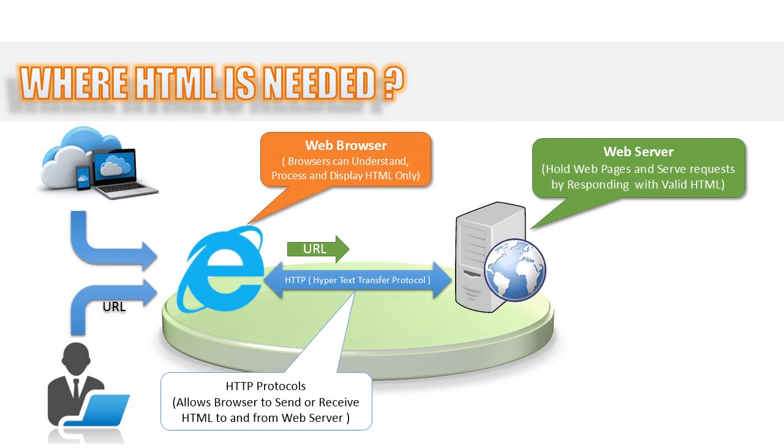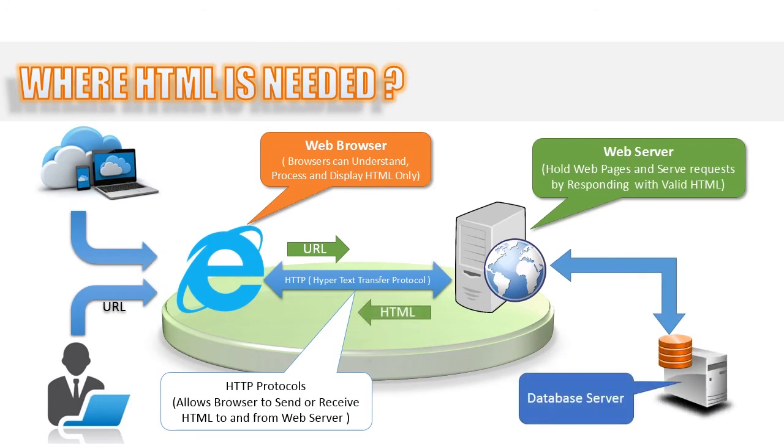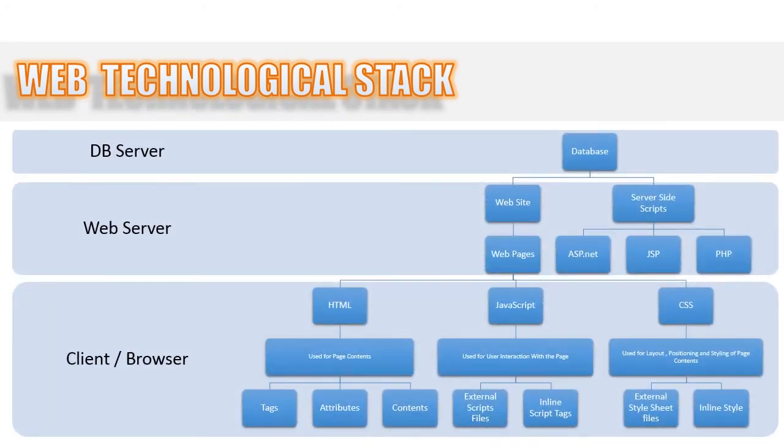In this whole mechanism, a user can put a URL in the web browser, and the web browser transfers the request through the HTTP protocol to the web server. The web server processes that request, and if needed, it communicates with the database server for any data retrieval if required, and after collecting the respective information, it sends it back to the browser. Once the HTML code is received by the browser, it gets shown to the user as a response from the web server.